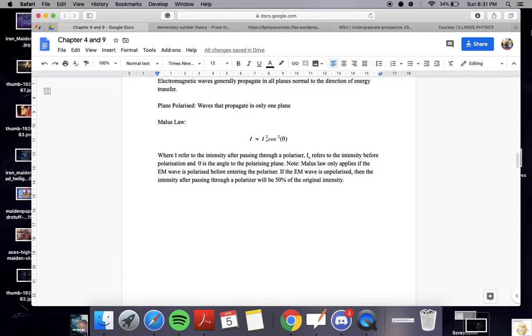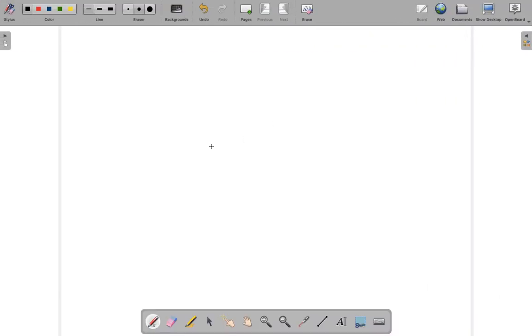Or let me just try and I'll put up a picture on the notes as well to make this a bit clearer. So now plane polarized waves. These are referring to the waves that propagate in only one plane, meaning if it's traveling like this, it'll only be propagating like this. You don't have anything in the side that's going like this, or anything that's perpendicular to this but still in the same direction of energy transfer. Nope, it'll only be in one plane.